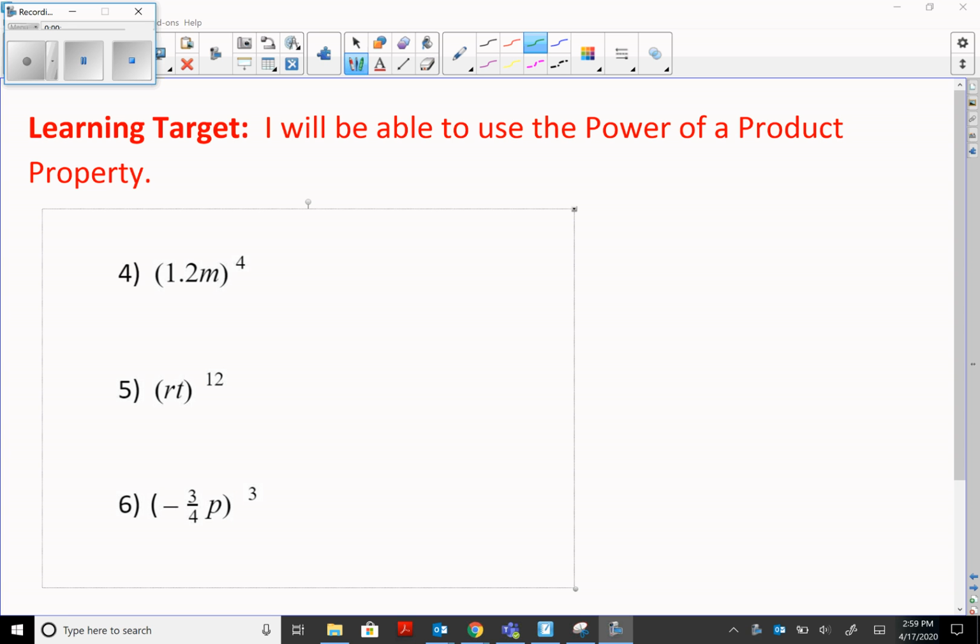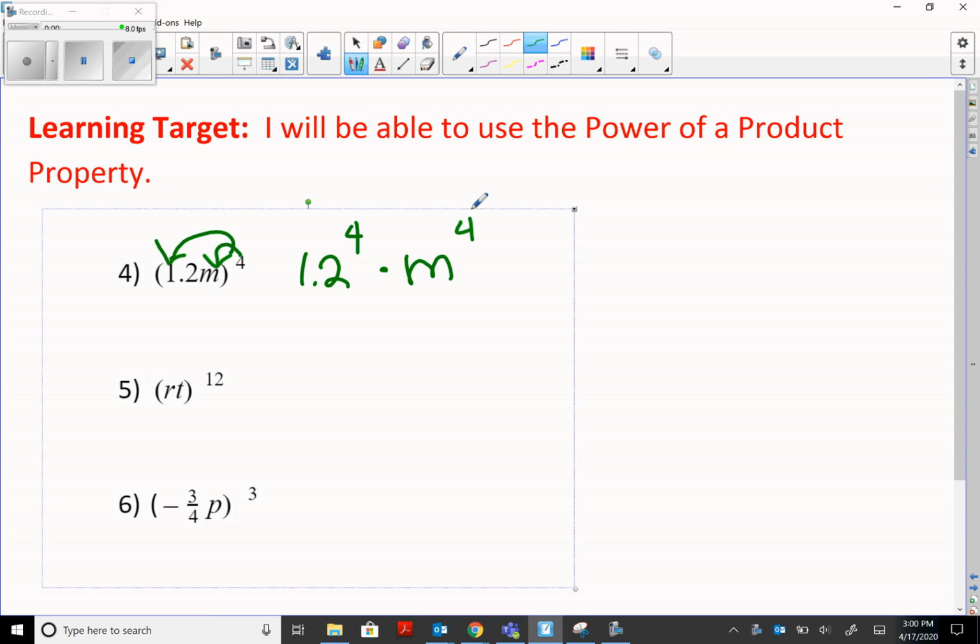Okay, let's do 3 more examples together, using the power of a product property. So again, I'm going to make sure everything inside the parentheses gets that exponent of 4 on this first one. I'm going to raise the 1.2 to the 4th power, and I'm also going to raise the m to the 4th power, not the 4 to the 4th power.